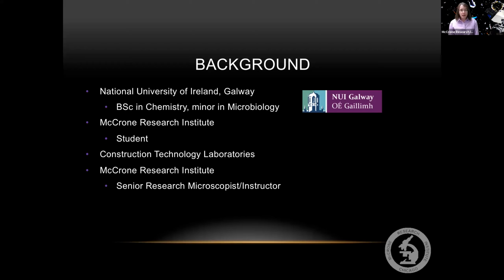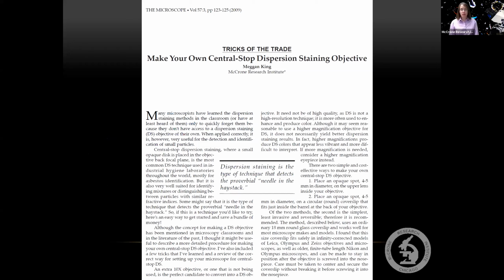One of the resources that's available for you is a Tricks of the Trade article. This article was published in the Microscope Journal back in 2009. In this Tricks of the Trade article, there's good directions on how to make your own central stop dispersion staining objective. There have been lots of things written about making dispersion staining objectives, but I thought it would be nice today to actually demonstrate the step-by-step procedure and maybe some of the pitfalls that you might come across in making one of them.